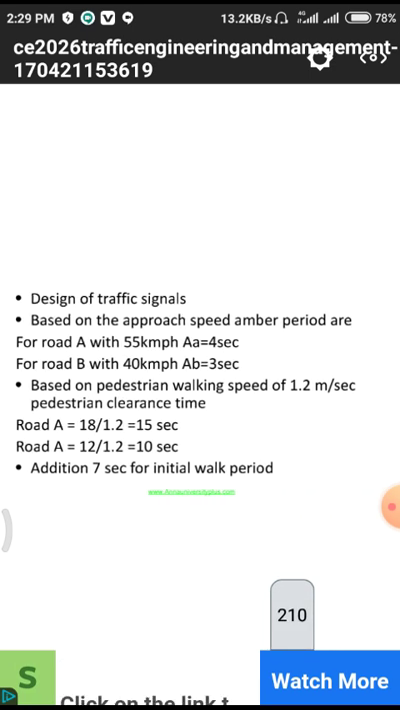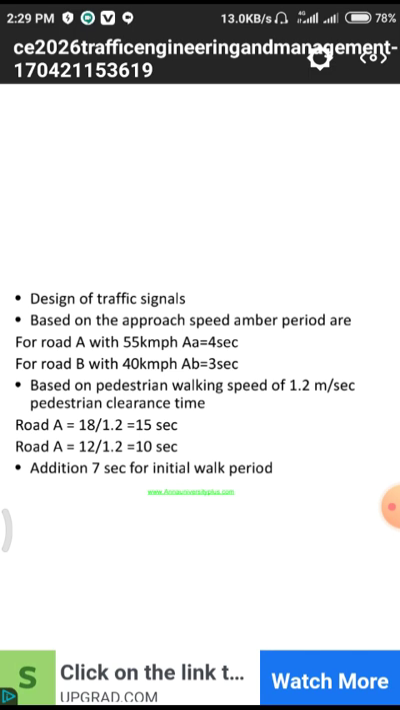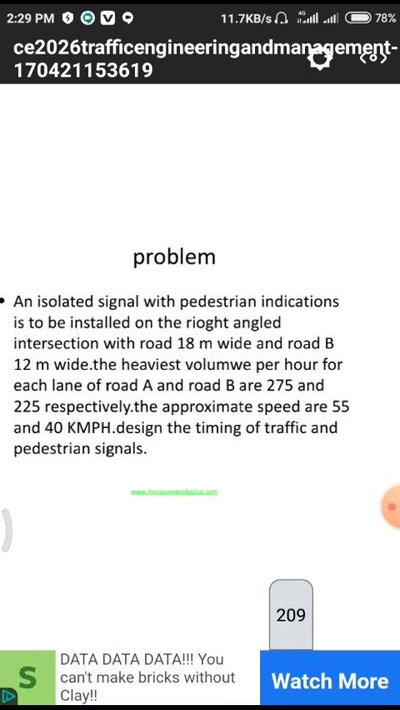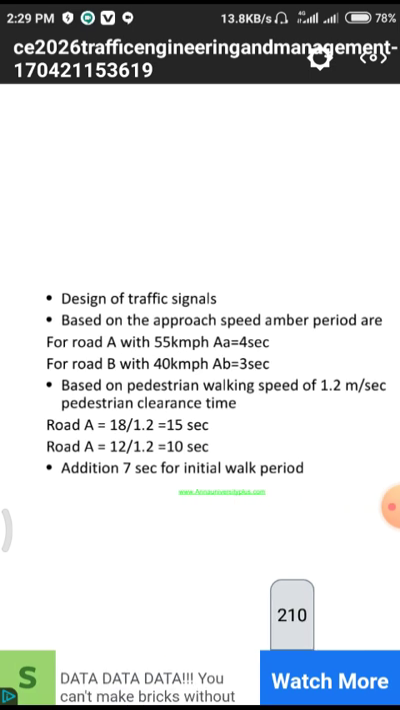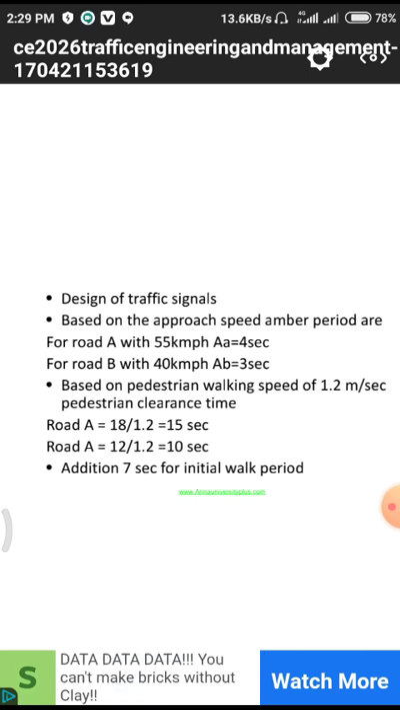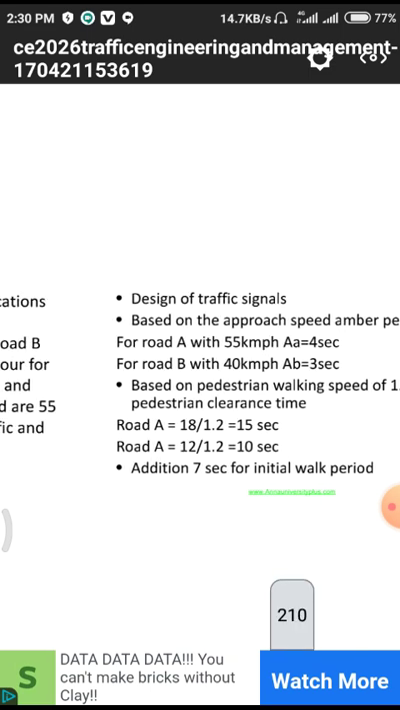First of all, design of traffic signals. Based on the approach speed, for amber period, for road A we are having 55 kmph and for road B we are having 40 kmph. So that AA equal to 4 seconds, AB equal to 3 seconds. We are simply assuming those two amber periods. AA means road A amber period, AB means road B amber period.